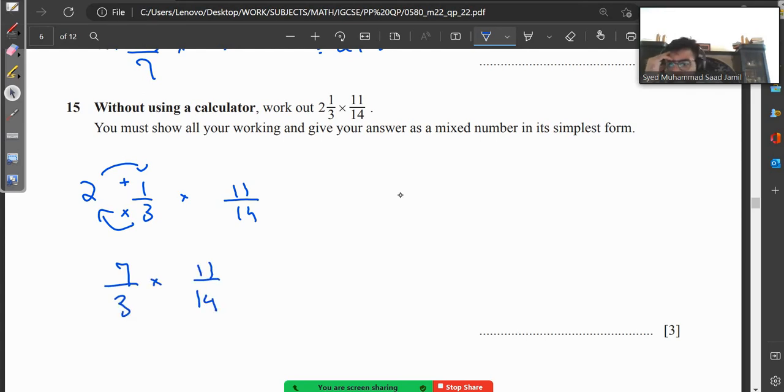Just make your life easy. 7 1s are 7, 7 2s are 14. So 1 multiplied by 11 is 11, and 3 2s are 6. Alright, so that's how you get your answer.